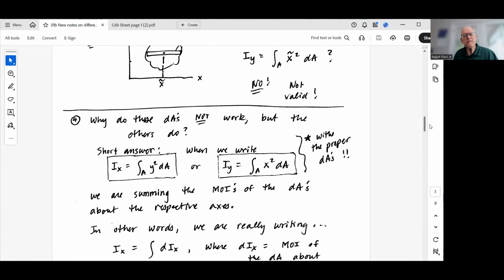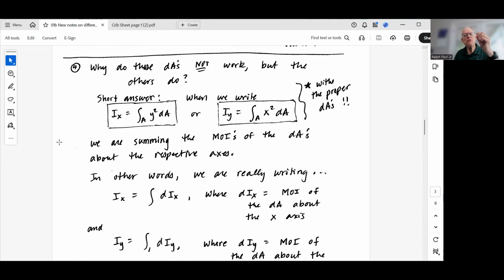So fundamentally, what you're doing when you write this integral is you have a dA, and that dA has its own moment of inertia about its centroidal axis. Then you're moving that dA down to the x-axis, or to the y-axis. So you actually have to use the parallel axis theorem to relate its I bar about its centroidal axis down to the x-axis or to the y-axis.